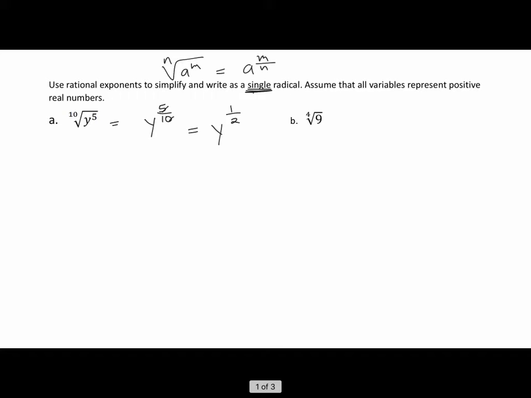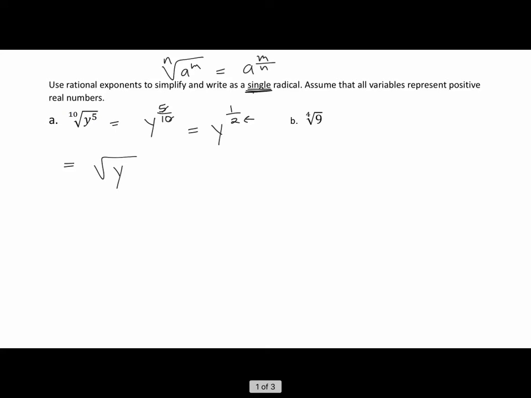But now I need to bring this back to a single radical. So a radical where the index is the denominator, so understood 2, and the radicand is the base with the numerator. So just square root of y.